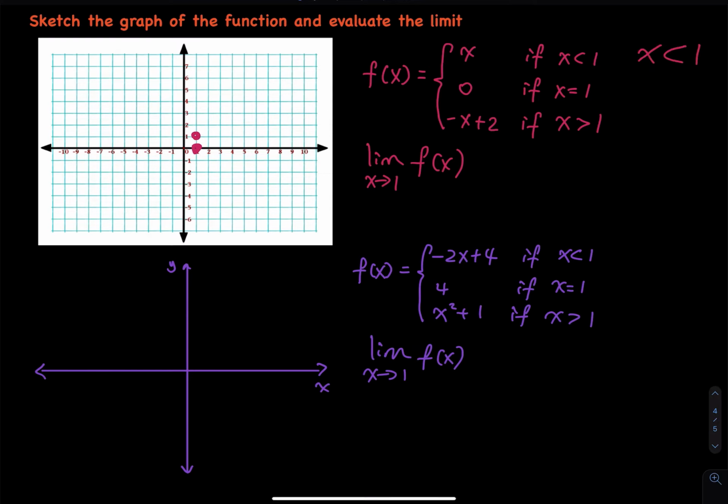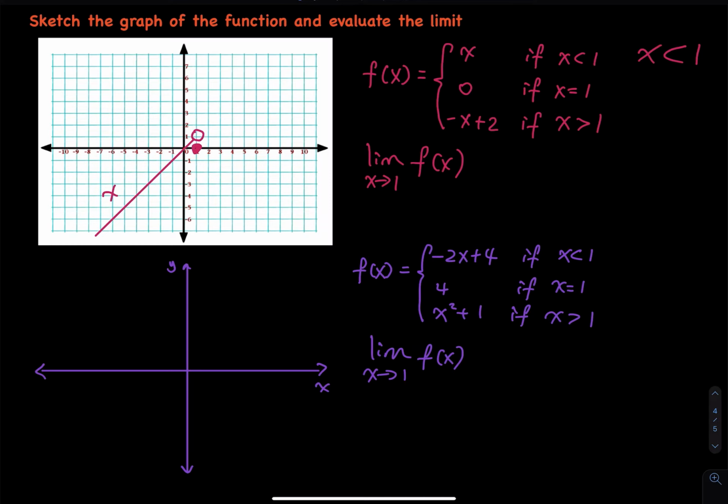So what happens if you put a solid point right there? That is not a function anymore because that will not pass the vertical line test. So the correct way to do it is you use an open circle and then draw a line that has a slope of positive 1. So this is x, and then negative x plus 2 when x is greater than 1.